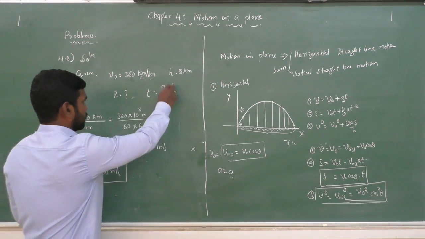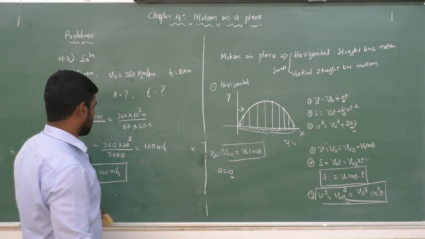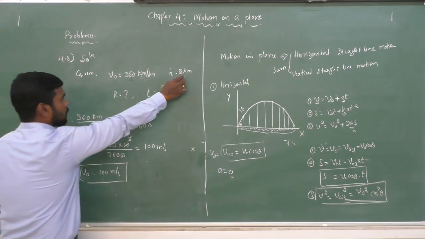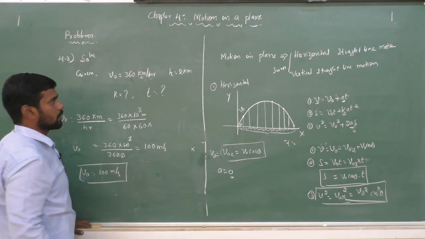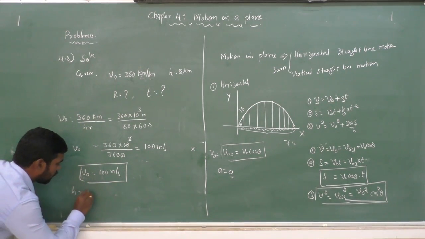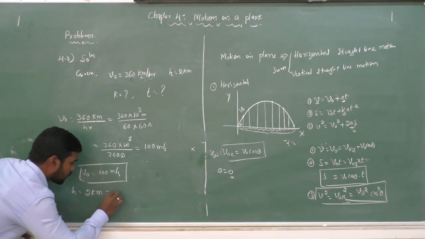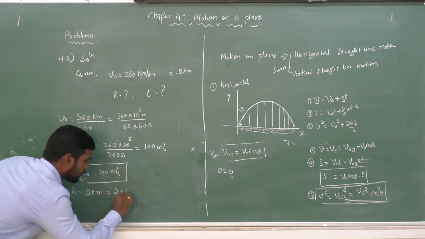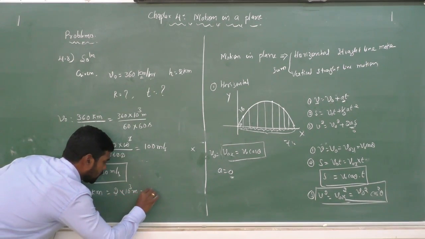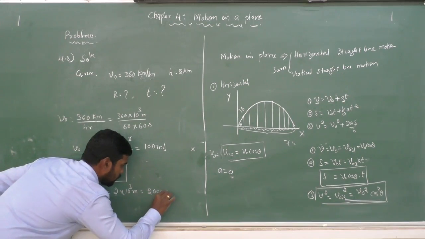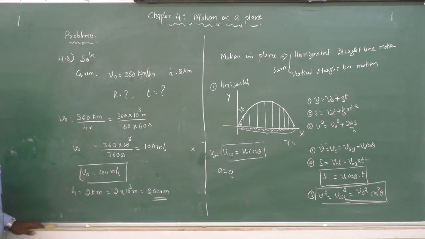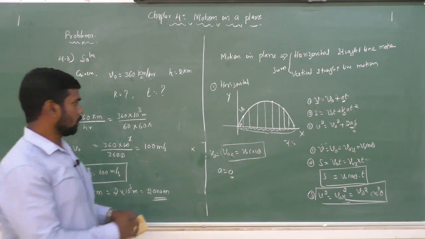Now here H is there. H also you write in terms of meter. So H will be 2 kilometer. That can be 2 into kilo, which means 10 raised to 3 meter. That is 2000 meter. H is 2000 meter. Okay.